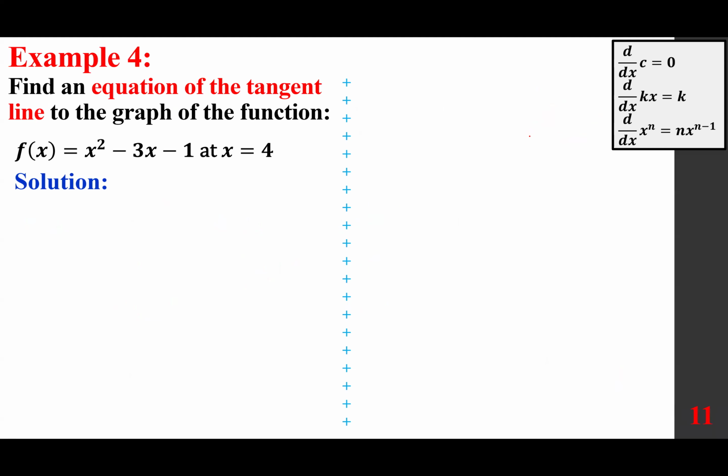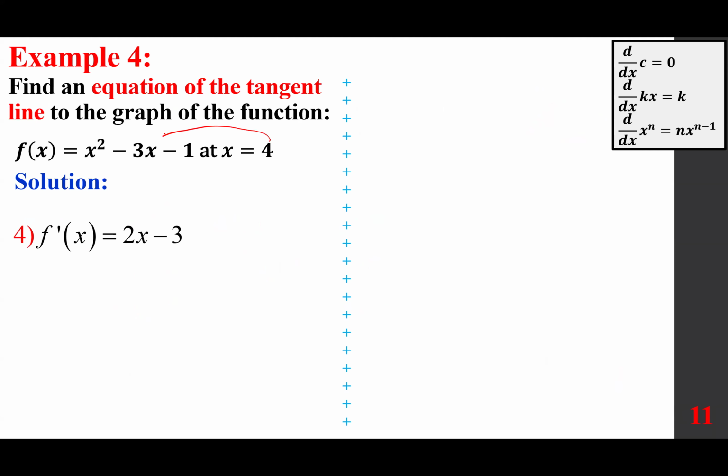Find an equation of a tangent line to the graph of the function f of x equals x squared minus 3x minus 1 at x equals 4. So we need two things. We need a pair x comma y, we plug in. We need the slope, we differentiate. So we differentiate: f prime of x is 2x minus 3.